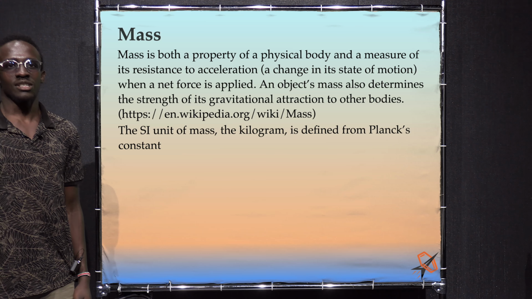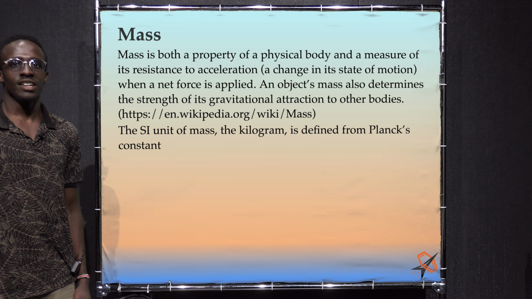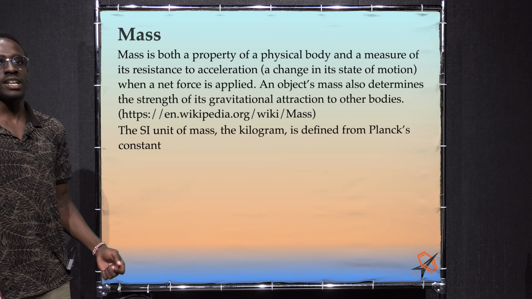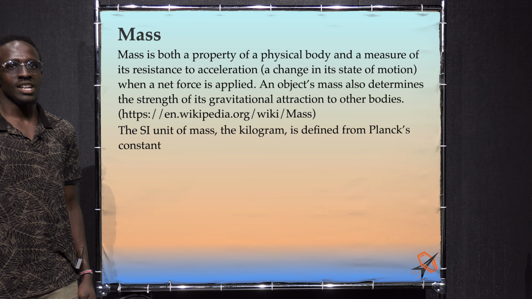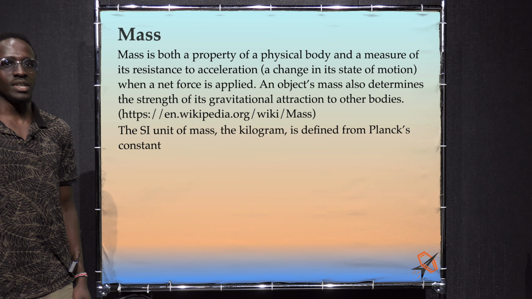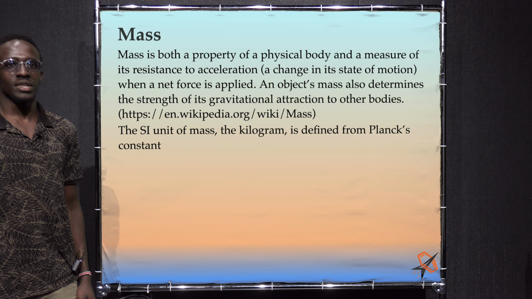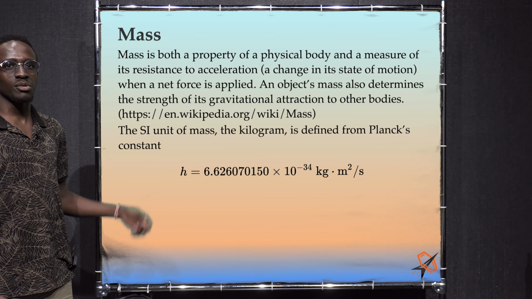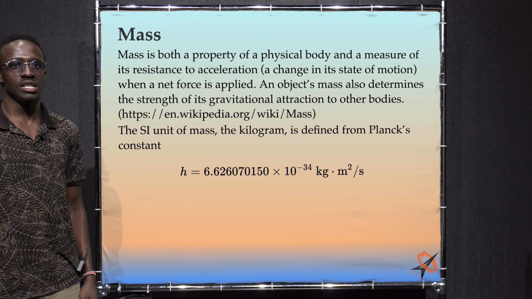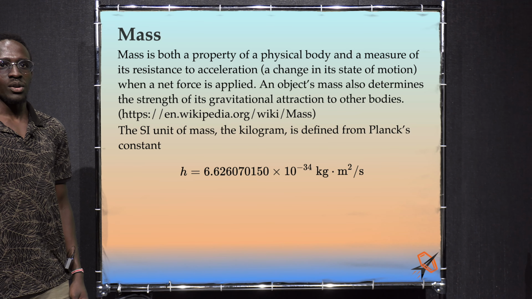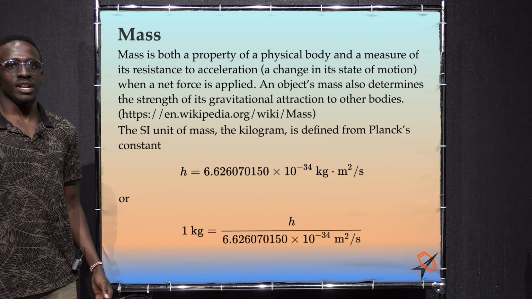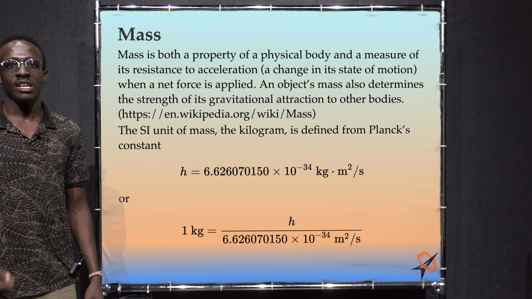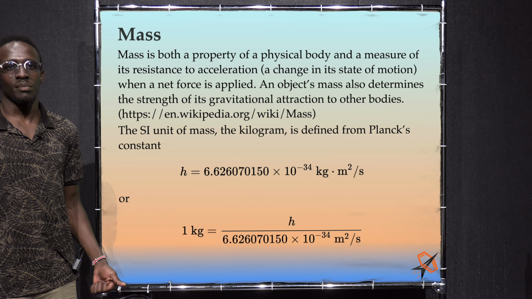The International Standards Organization got together and tried to define all the fundamental physical properties in terms of things that were inherent characteristics of the universe, not physical artifacts in a place. So now, the kilogram is defined in terms of Planck's constant. Planck's constant is about 6.6 times 10 to the negative 34 kg meter squared per second. Or in other words, the kilogram is defined as the value of h divided by 6.62 times 10 to the minus 34 meter squared per second.